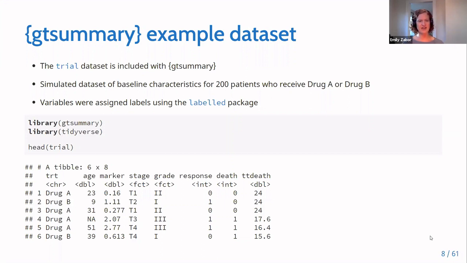So here's just a printout of what the variables look like. Treat is the treatment variable, age is the patient's age at baseline, marker is like a continuous biomarker of some sort, generic biomarker. Stage and grade are both cancer variables, categorical, that have to do with the severity of disease. Response is an indication of response to treatment. It's binary, 0 for no response and 1 for response. Death is also an indicator of whether or not the patient died, binary variable. And then the TT death is the time to death or censoring.